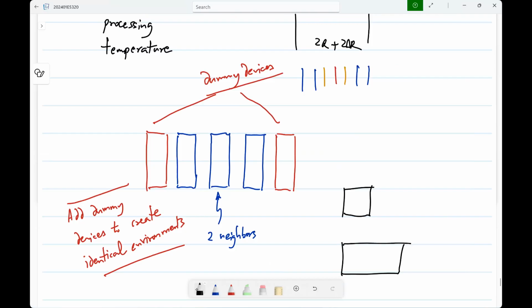No, the dummy device will not do anything to the gradient. If you want to combat linear gradient, you have to do some common centroid. If they're the same components, they will create the same environment, right? That's the idea. When I say environment, everything should be the same: the spacing, all of that should be exactly the same. It should be like more identical devices placed but not used.